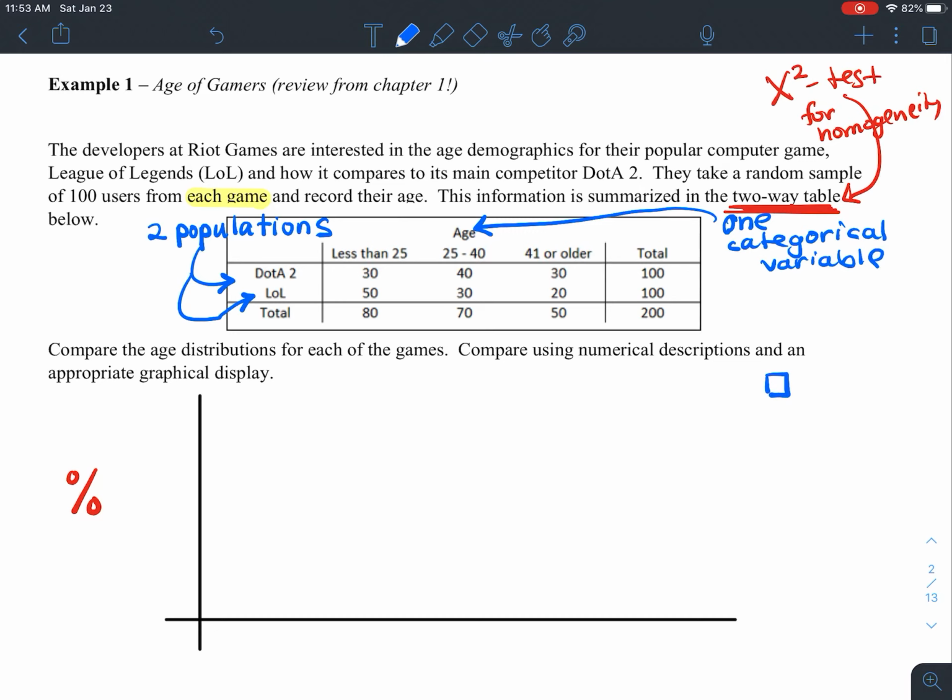So I'm going to go ahead and make a little legend over here. I'm going to just let a plain bar represent the age group less than 25. A bar with stripes in it will be between 25 and 40, and then a bar that's completely solid here will be those who are older than 41.